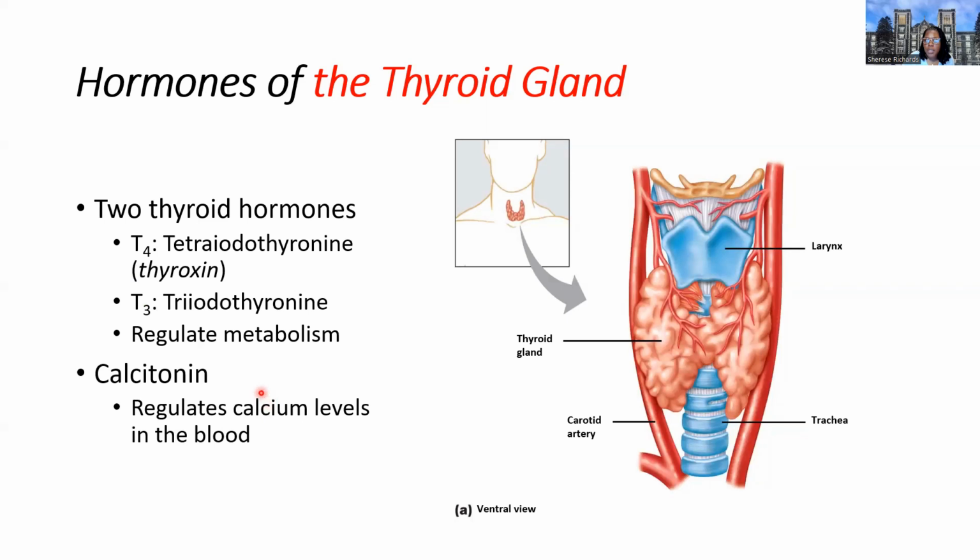The other hormone released is calcitonin, and calcitonin is released by other types of cells, also in the thyroid gland. The main function is to regulate blood calcium levels, mainly to decrease those blood calcium levels and to store the calcium into other tissues like the bone, etc. So calcitonin affects calcium, and thyroid hormone T3, T4 affects our rate of metabolism.